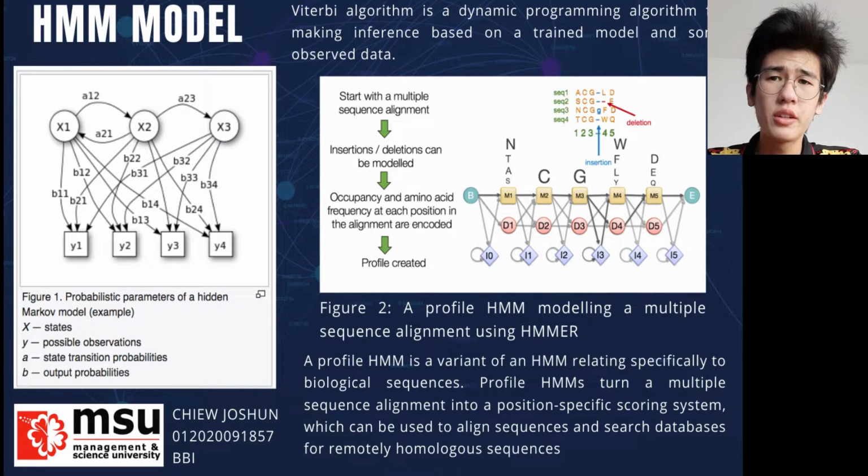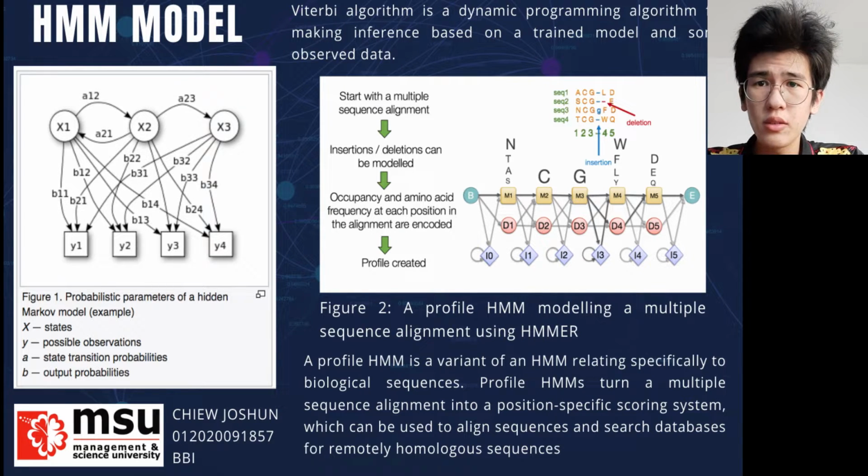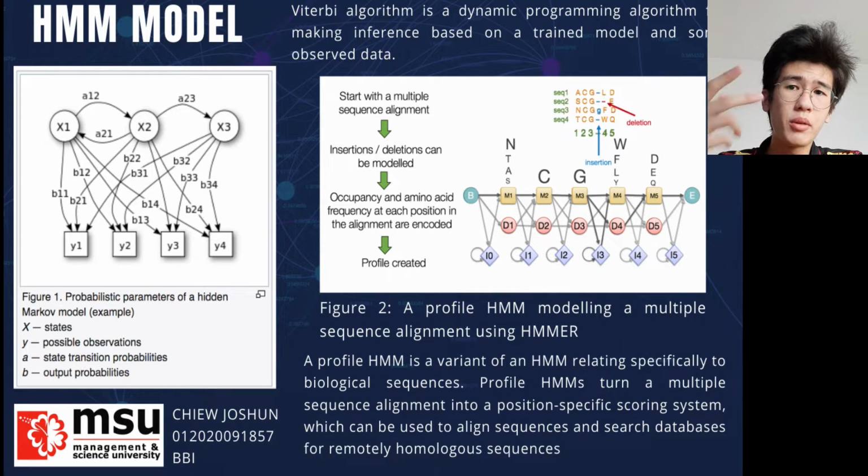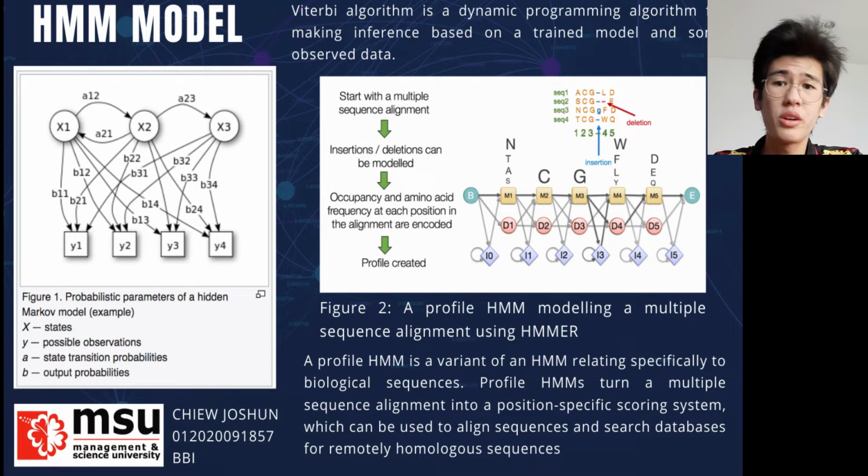As you can see in figure 1, this is the basic example of the HMMER tool. Figure 1 shows the probabilistic parameters of a hidden Markov model. You have X as the state, Y as the possible observations, A as the state transition, meaning that when the parameters change, the outcome changes also. Then you have B, the output probabilities. By doing this, you can generate a lot of models based on different outcomes.